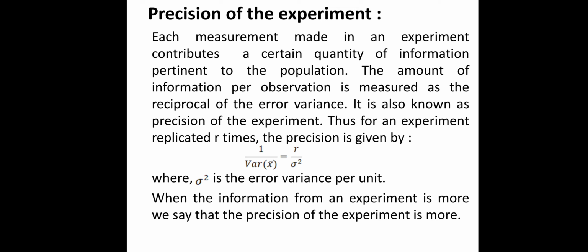So replication, that principle, is directly proportional to the precision. With the help of this formula we can understand that precision is inversely proportional to the variance. If the design has less variance, then the precision will be more, and if the design has less precision, the variance will be more. So precision and replications are directly related. That will be seen in the upcoming slides when we discuss replication. And sigma square is denoted as the error variance per unit. When the information from an experiment is more, we say that the precision of the experiment is more.